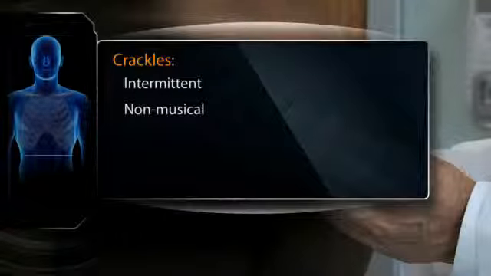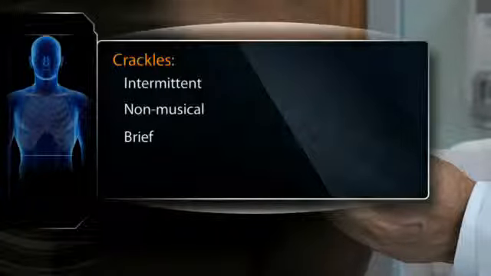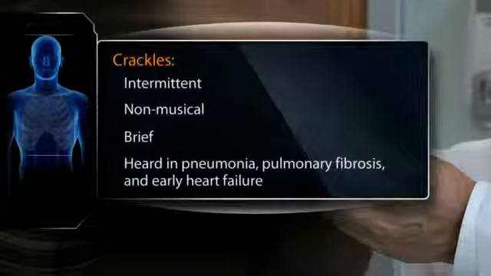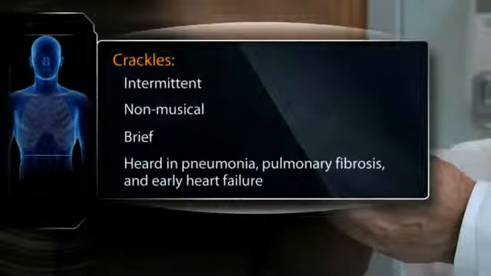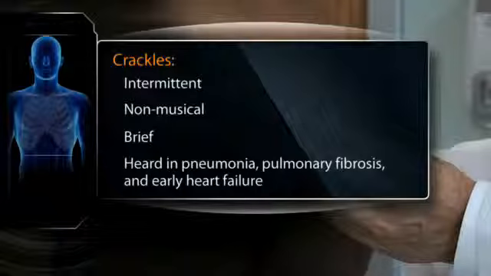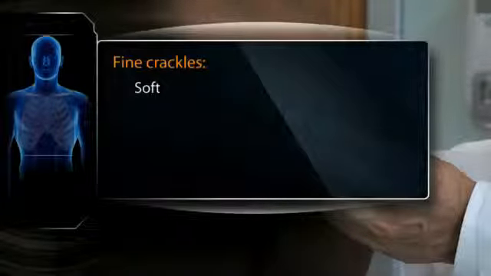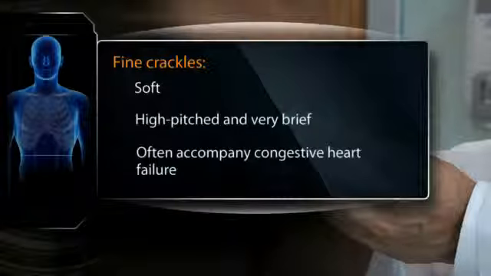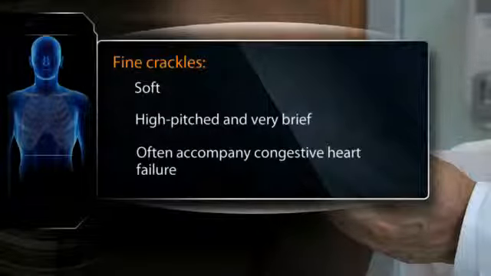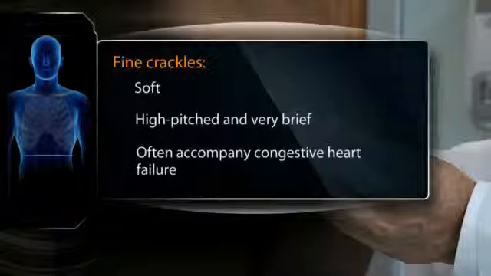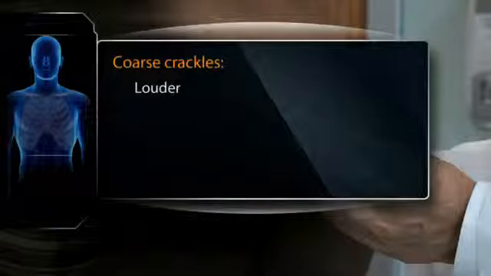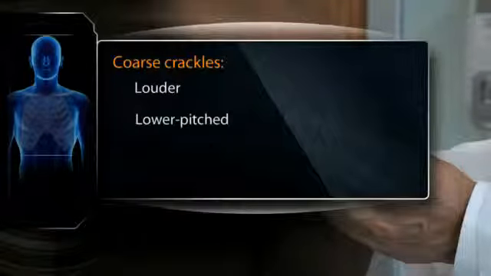Crackles are intermittent, non-musical, and brief, like dots in time. They are often heard in pneumonia, pulmonary fibrosis, and early heart failure. Fine crackles are soft, high-pitched, and very brief, and often accompany congestive heart failure. Coarse crackles are louder, lower-pitched, and longer.